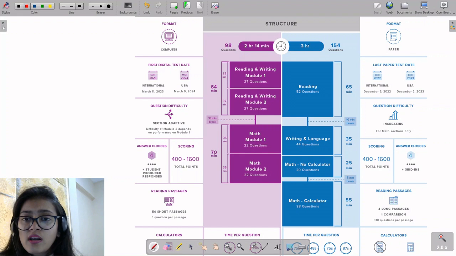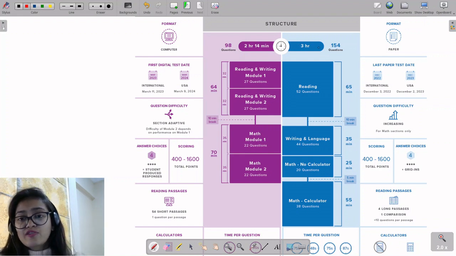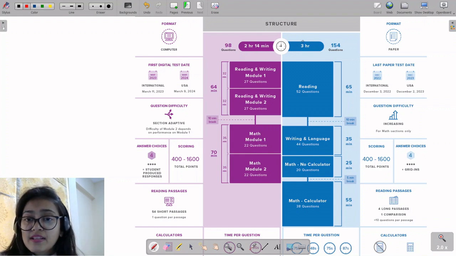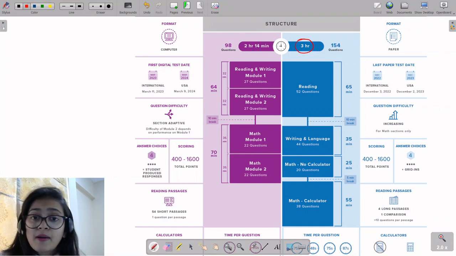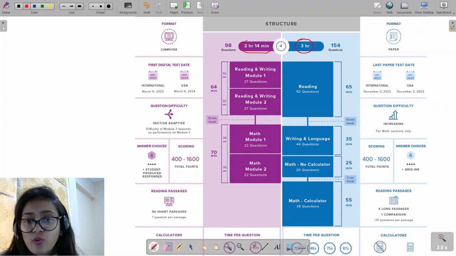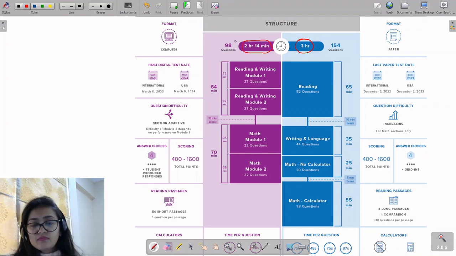So first of all, the time has changed from 3 hours to 2 hours and 14 minutes. In the paper SAT, we were getting 3 hours for the entire test with 154 questions. And now in the digital SAT, we will be only getting 2 hours and 14 minutes with 98 questions in total. This includes both math and ELA.